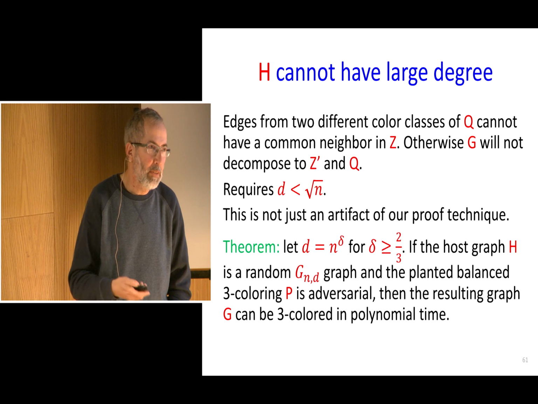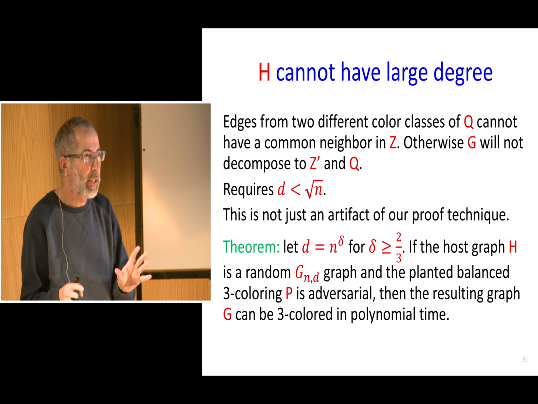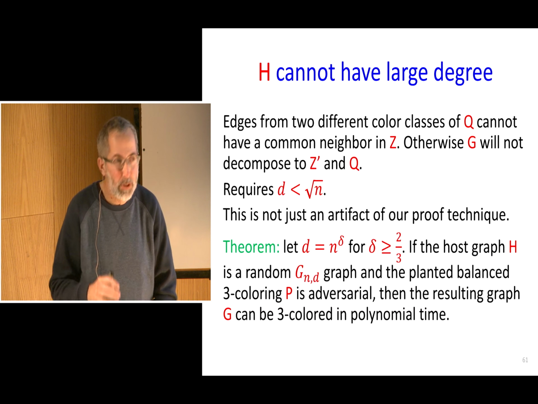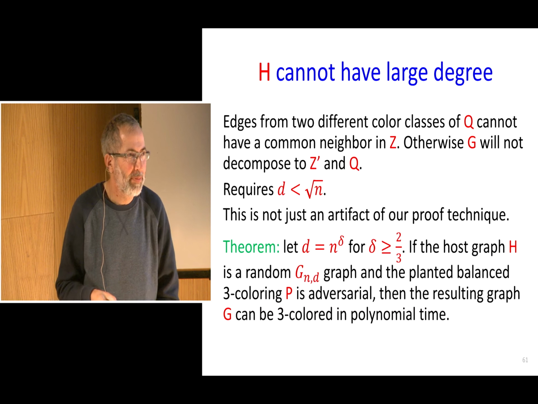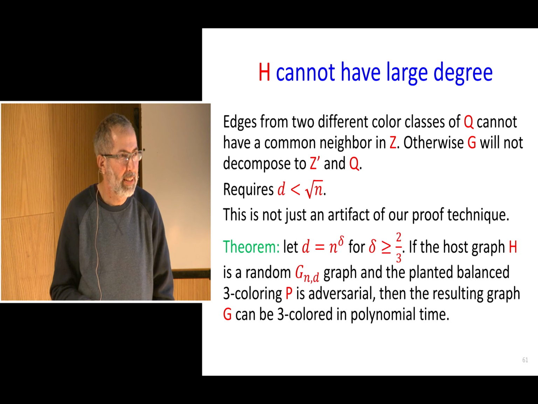No. So 3.75 is just the simplest construction that we had, but you can do it. We know how to do it for slightly smaller degrees as well. And it's open how low you can get, in fact.